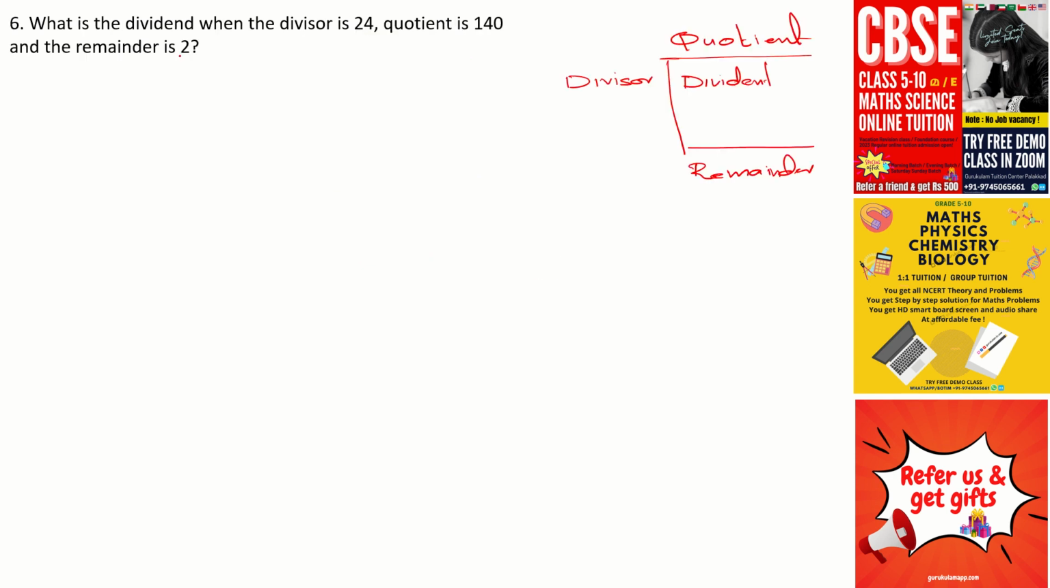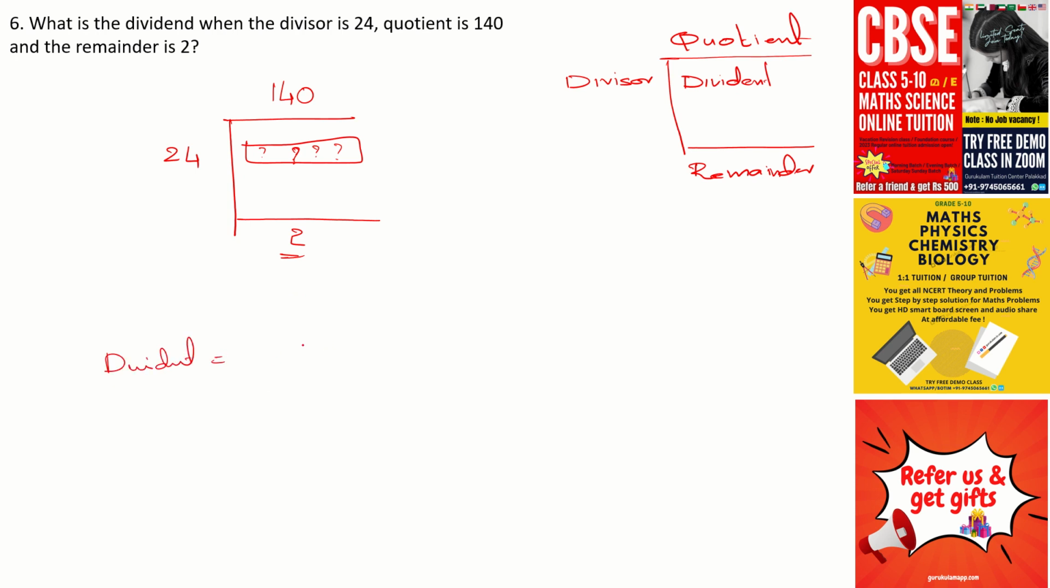Moving to the next question, what is the dividend? They are doing a division, so they don't know the dividend here, but they know the divisor, that is 24, and the quotient is 140, and the remainder after subtraction they got is 2. So what is this dividend? That is the question. In the very beginning we learned a property, that is what?